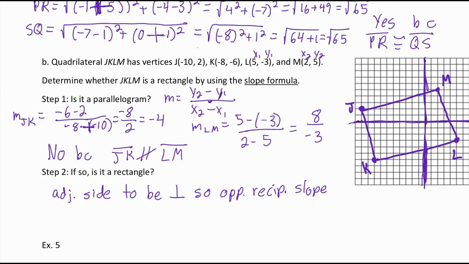Do we all understand that? So if on your homework it asks you, okay, is it a rectangle? Then you would have to do the opposite reciprocal slope and see. But you would have already found the slopes from step 1, so you would just check it. Does that make sense?